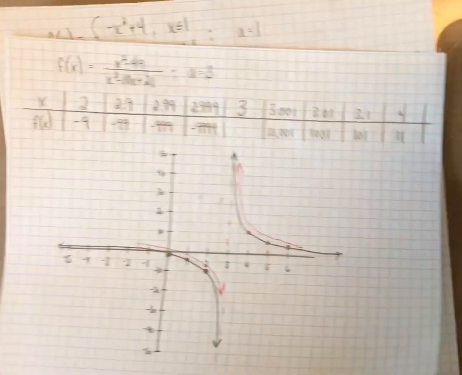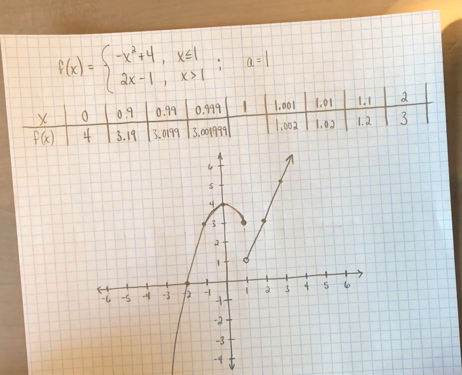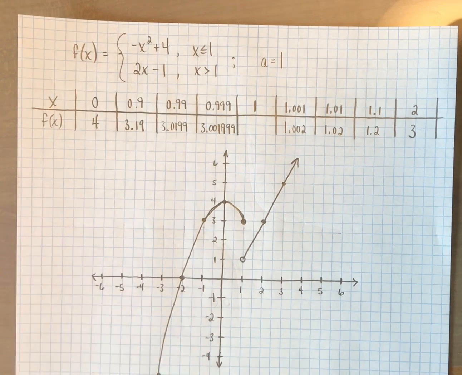One last example here. The fourth example from our last lesson, the piecewise function. f of x is equal to negative x squared plus 4 for all x values smaller than or equal to 1, or f of x equals 2x minus 1 for all x values that are greater than 1. And our target value was 1.